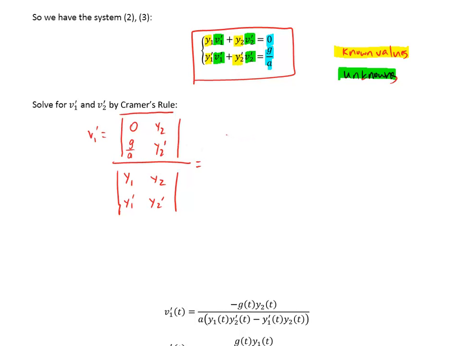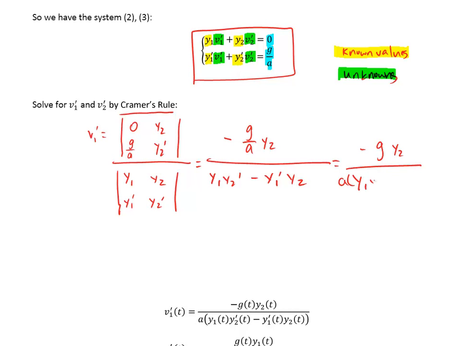Okay, so you end up with a negative g times y2 over, and on the bottom you get y1 y2 prime minus y1 prime y2. Of course, you can move that a down to the bottom and have negative g y2 over a times y1 y2 prime minus y1 prime y2, which by the way happens to match exactly what you have down here in your notes.